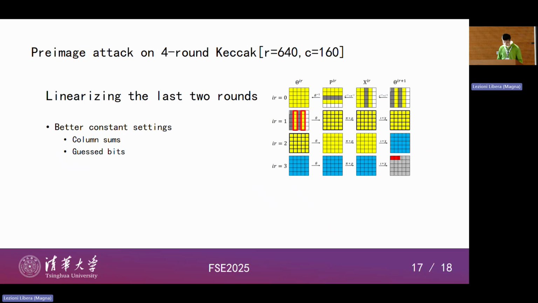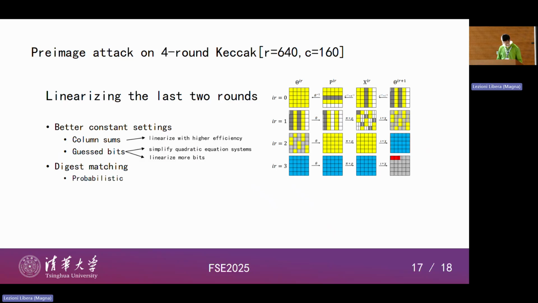Third, for linearization of the last two rounds, we optimize the constant settings of the column sums, so that more bits before the start theta can be constant and the linearization can be easier using the zero coefficient technique. Also, we carefully select the Gauss constant bits, which are used to simplify the quadratic equation systems, so that they contribute to linearize more bits at the same time.